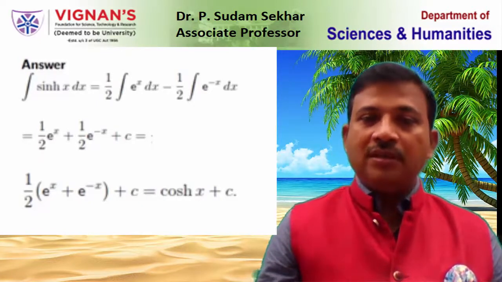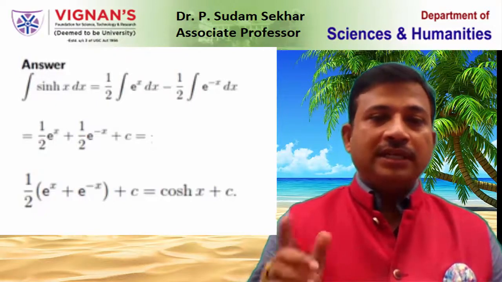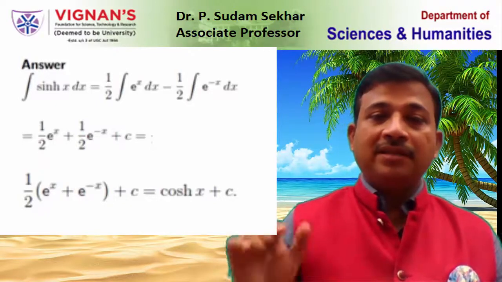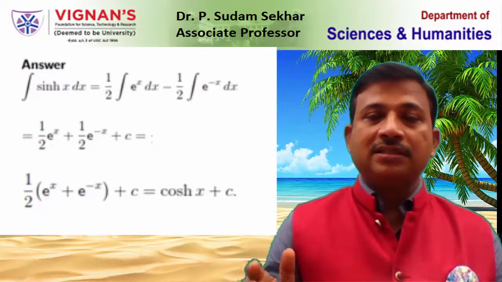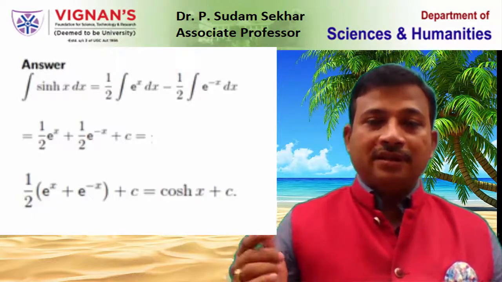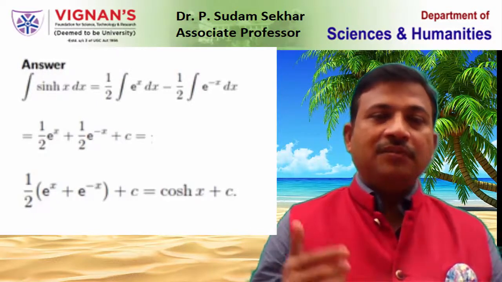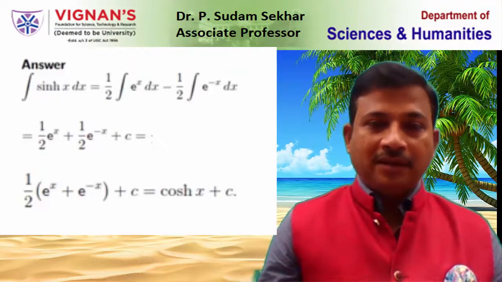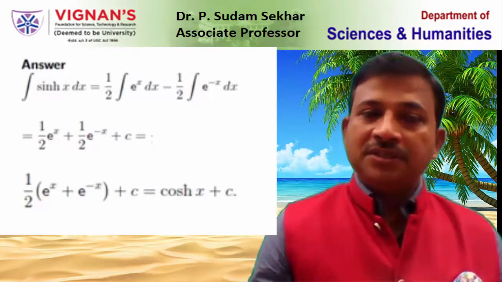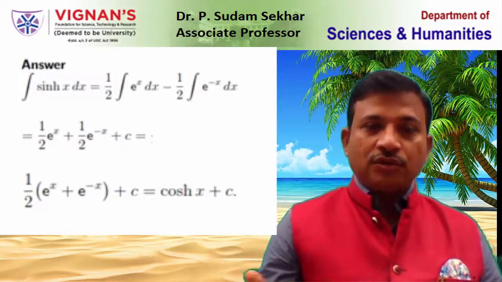Now use the property. Since subtraction is there, you can separate it. 1 by 2 take outside, integration of e to the power x dx minus integration of e to the power minus x dx. Right? So integration of e to the power nx is how much? Integration of e to the power nx divided by n. So integration of e to the power x is how much? Integration of e to the power x equals e to the power x.